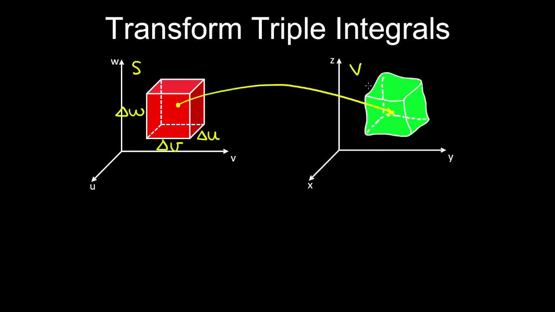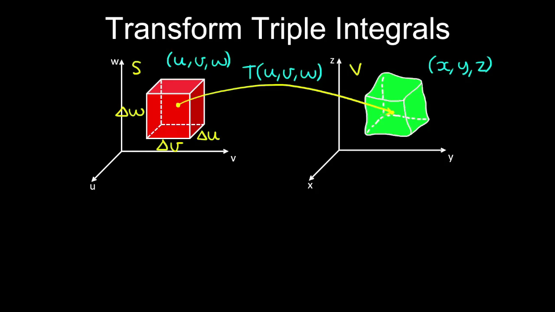And here we also have a single finite element in V. So each point in region S has coordinates U, V and W, and each point in XYZ space has coordinates X, Y and Z. So the transformation takes inputs U, V and W and maps each point in S to exactly one point in V. So taking the inverse of the transformation function gives us back our point in UVW space.